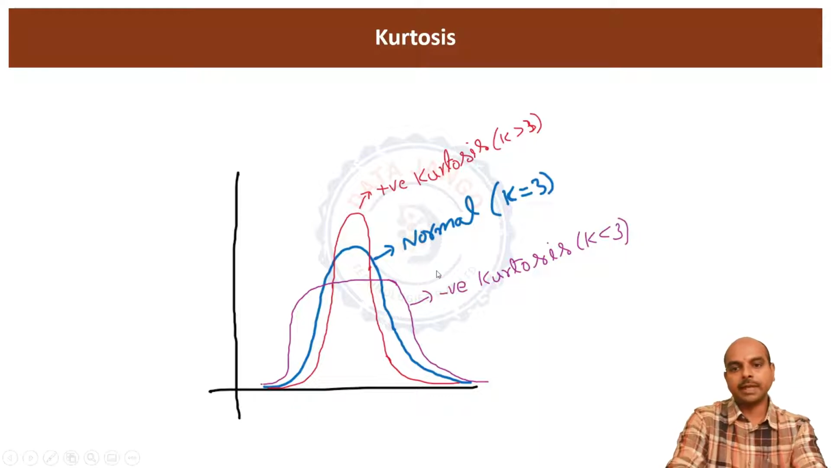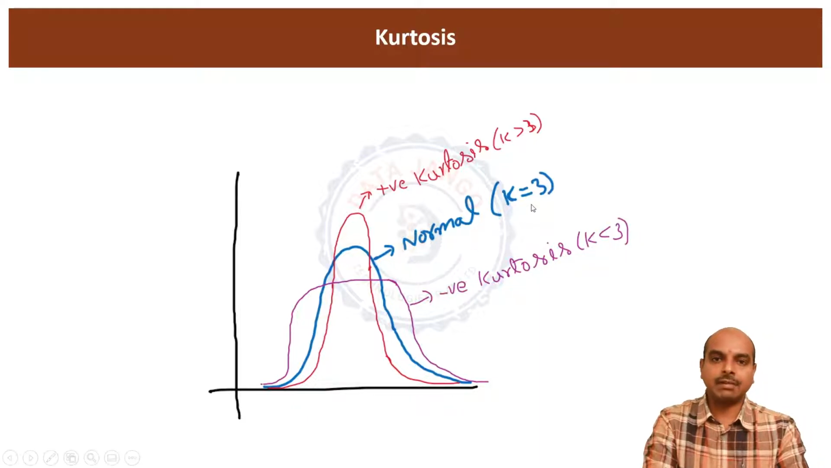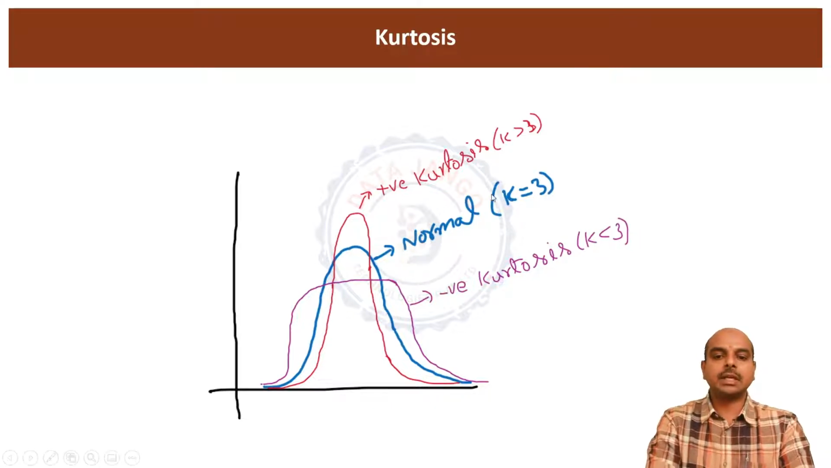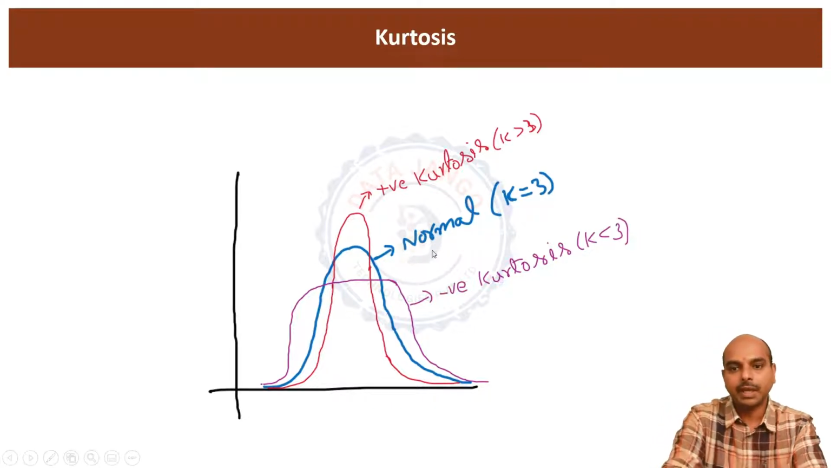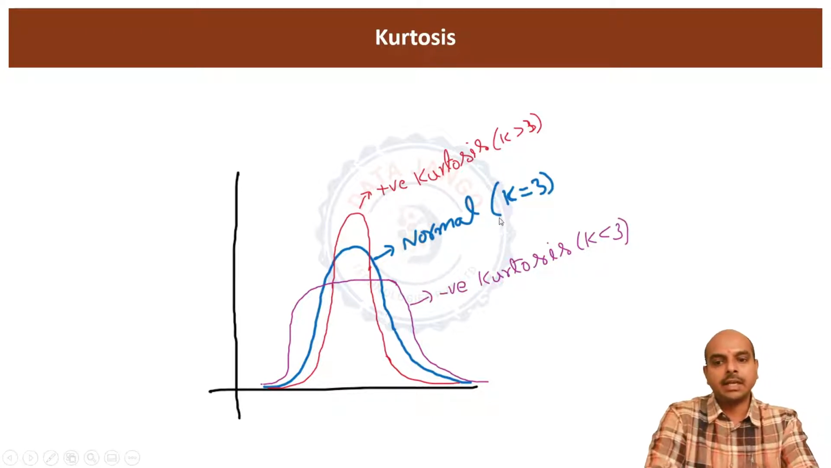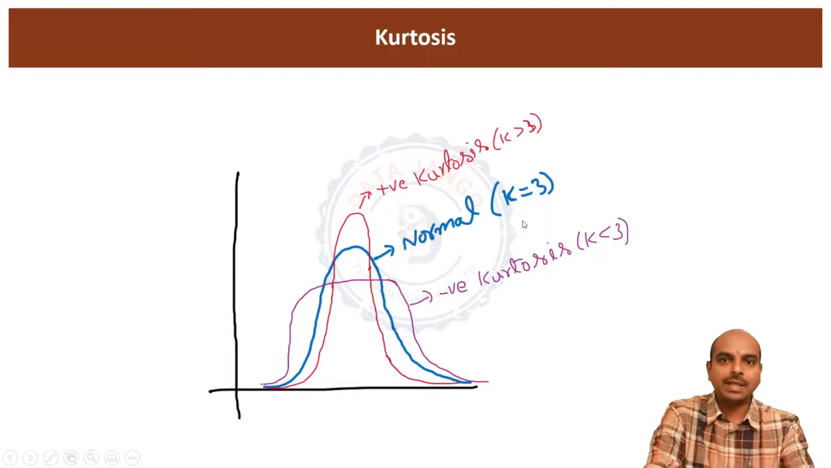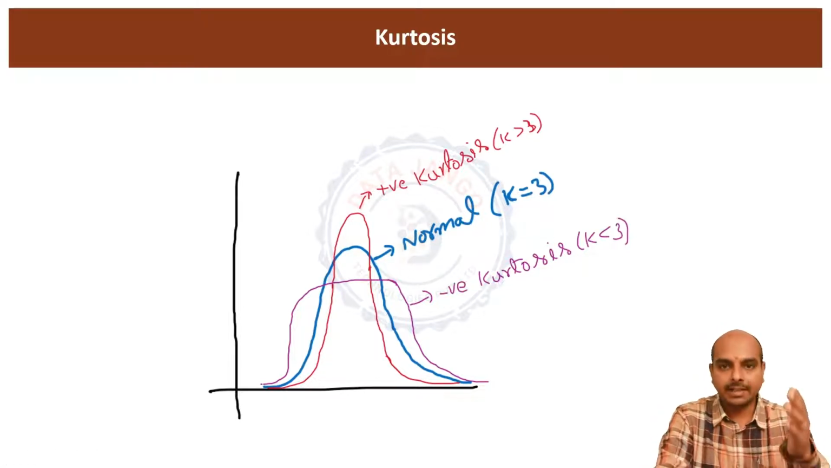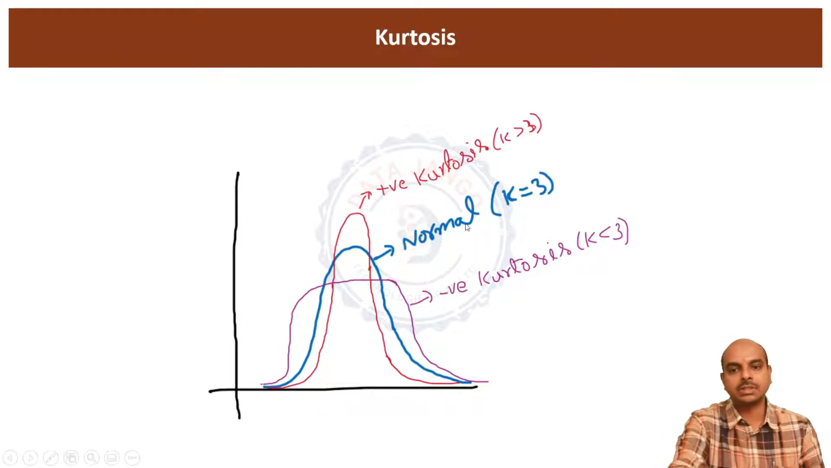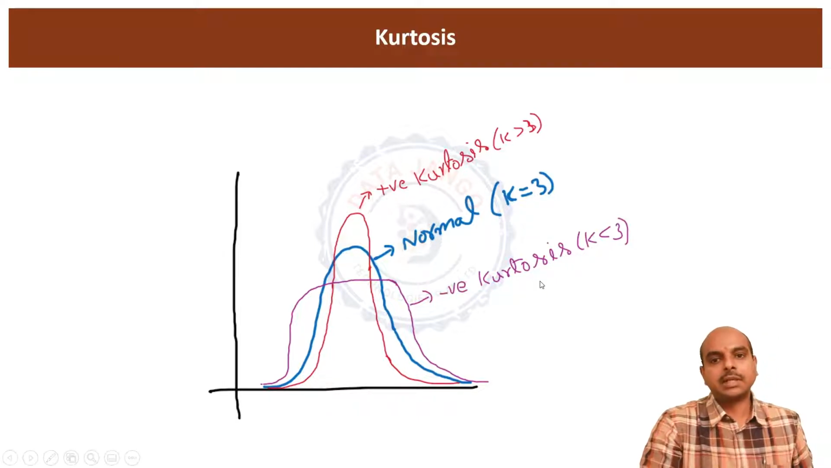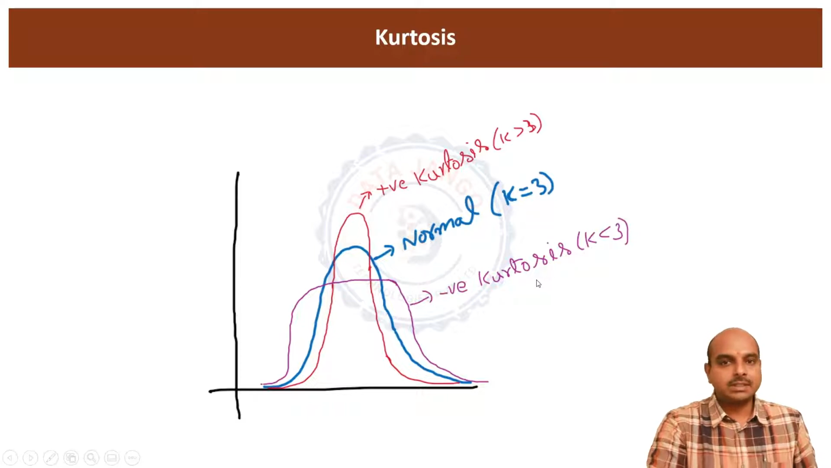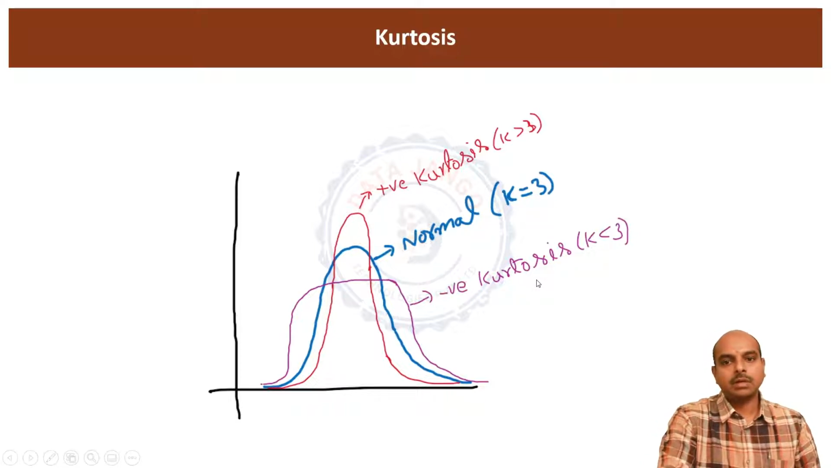In Pearson's way, the normal value is k equal to 3. If you calculate kurtosis using Pearson's way, if k is equal to 3, that means the distribution is normal. If k is greater than 3, it is positive kurtosis. If k is less than 3, it is negative kurtosis. But in Fisher's way, if k is equal to 0, then it is a normal distribution. If it is greater than 0, it is positive kurtosis. If it is negative, then it is negative kurtosis. So that's all about kurtosis and skewness in theory.